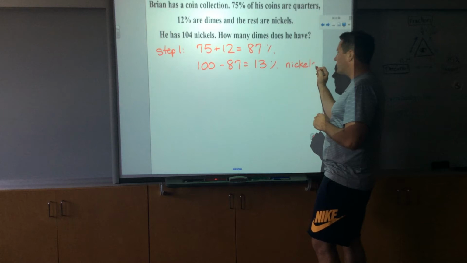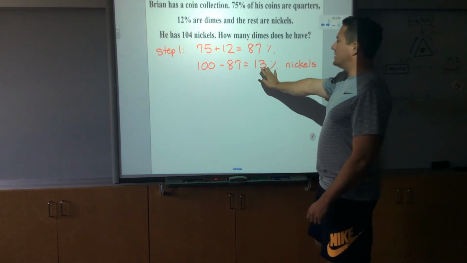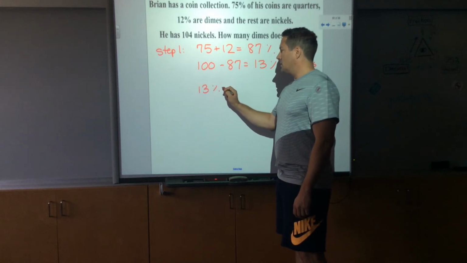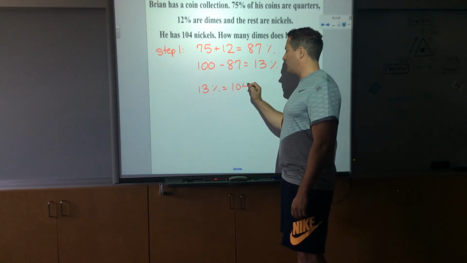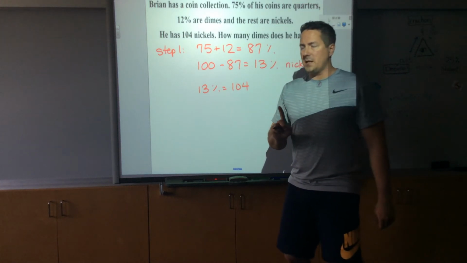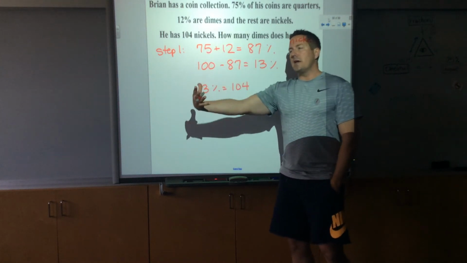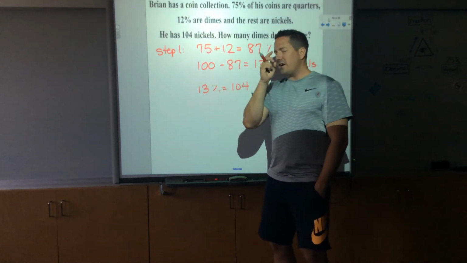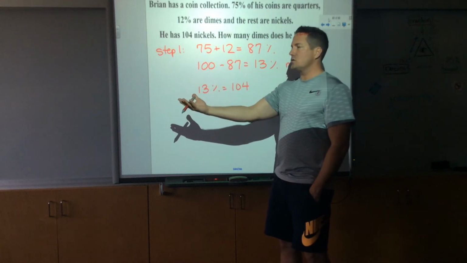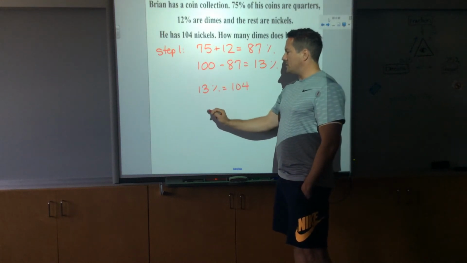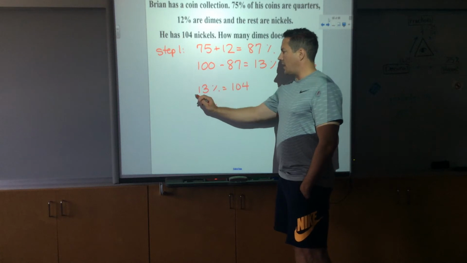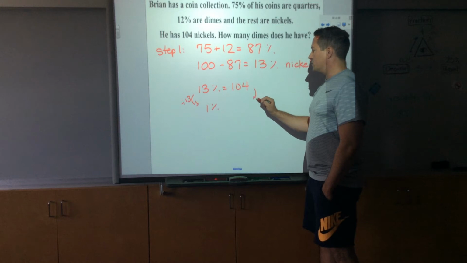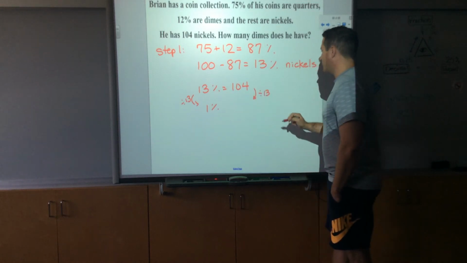Now this is very important information to have because I can compare 13% to 104. So 13% equals 104. Now this is where finding 1% first is going to help us get to how many dimes there are. I know that 12% are dimes, so if I can find 1%, I can figure out 12%. Now to go from 13% to 1%, I divide by 13. So I'm going to do the same here. I'm going to do 104 divided by 13.